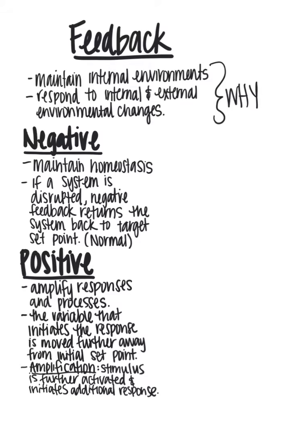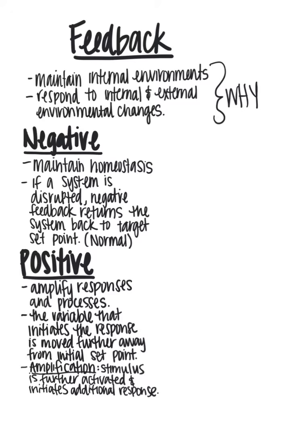So I'm going to start by going over negative feedback loops. Negative feedback loops are used by organisms in order to maintain homeostasis. So if a system is disrupted or moved from its ideal, the negative feedback loop is going to work to return the system back to its target set point, or back to normal. In your notebook, there's an activity on feedback loops that shows a diagram of a very generalized negative feedback loop.